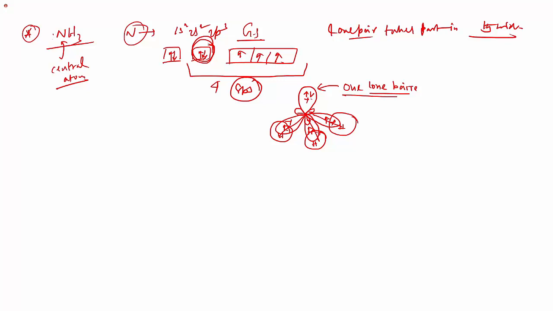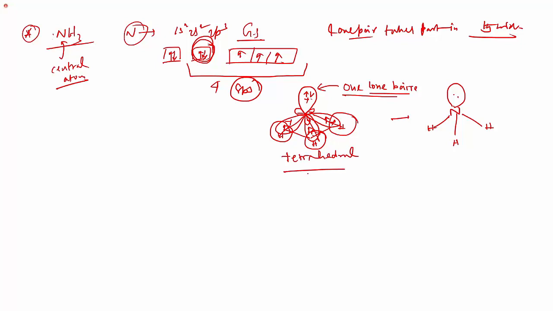So the remaining 3 sp3 hybrid orbitals take part in bonding in the NH3 molecule. That's why it has this structure. The lone pair is present here. This is a hydrogen, this is a hydrogen, and this is a hydrogen. But the geometry is tetrahedral.